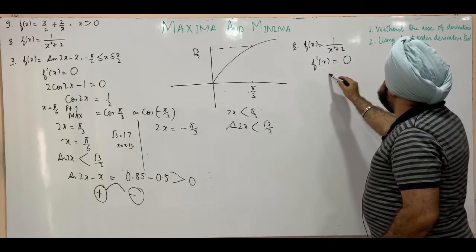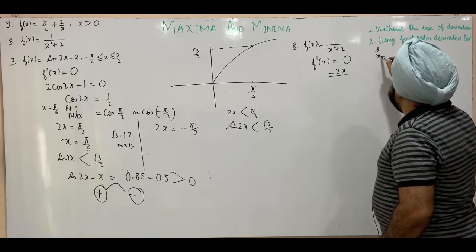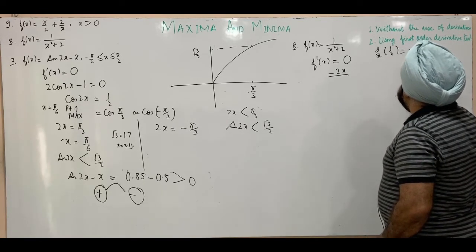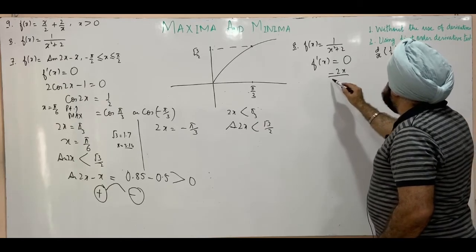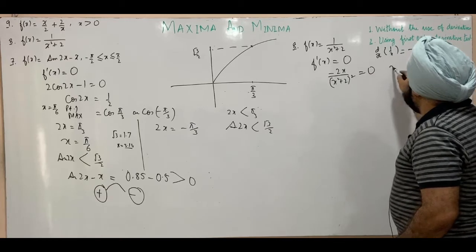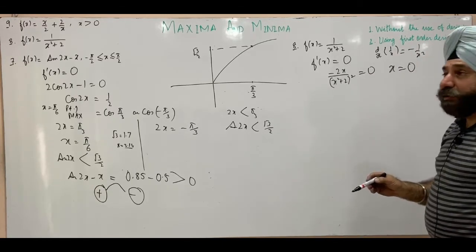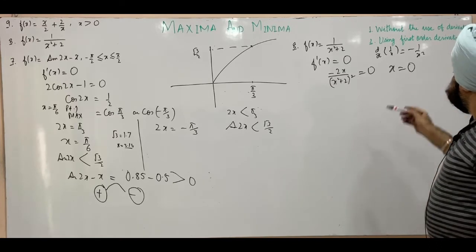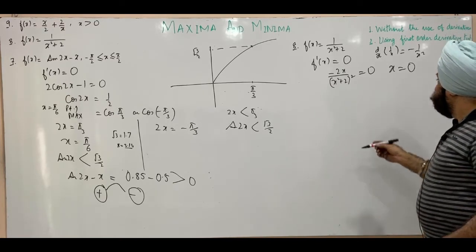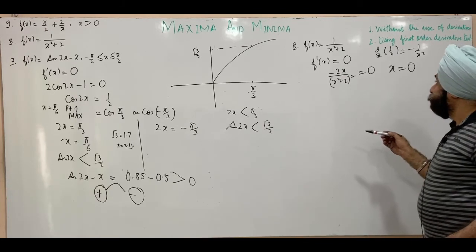Derivative of this is minus 2x, derivative of 1 by x is minus 1 by x square. So this will be x square plus 2 whole square. This is 0. So this gives us x is equal to 0. X is equal to 0 is the critical point. We have to use the first order derivative test to identify whether this is a point of maxima or point of minimum.